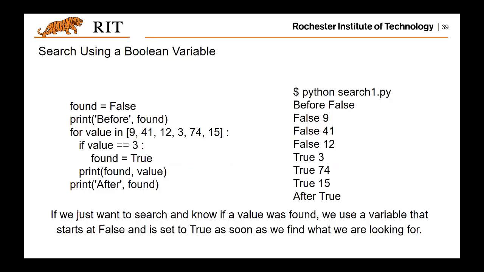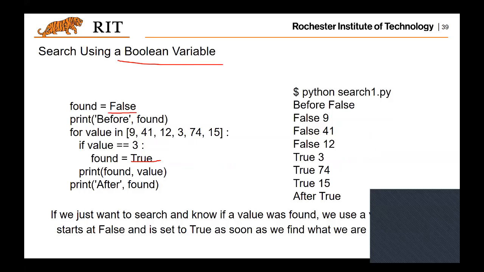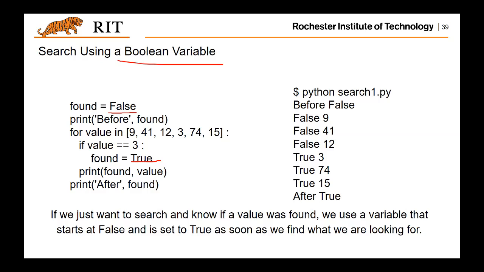Or you could use Boolean variables. For Boolean variables, there are basically two keywords, false and true. There are only two values. It's either false or true, either true or false. So that's the Boolean variables.